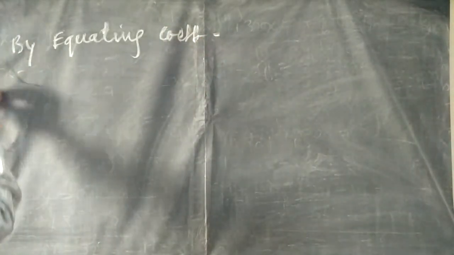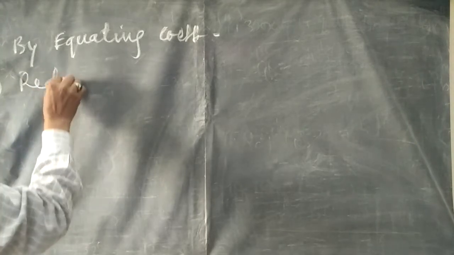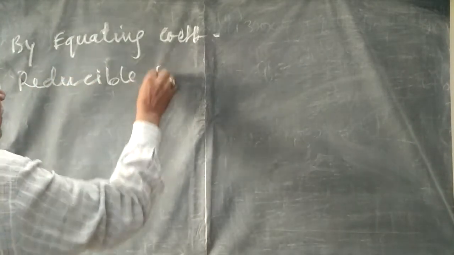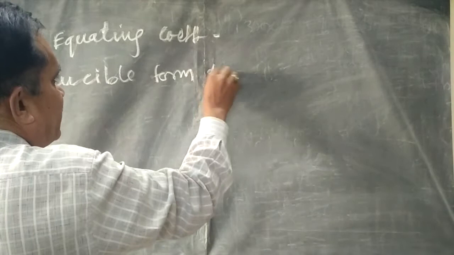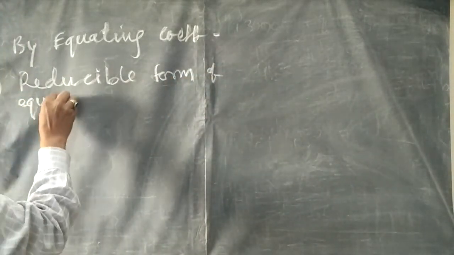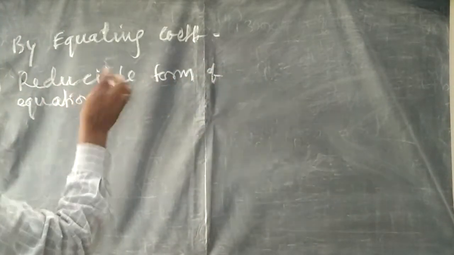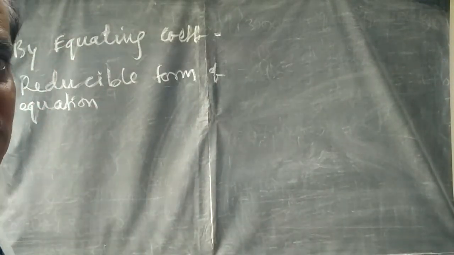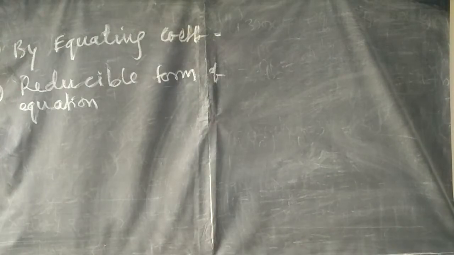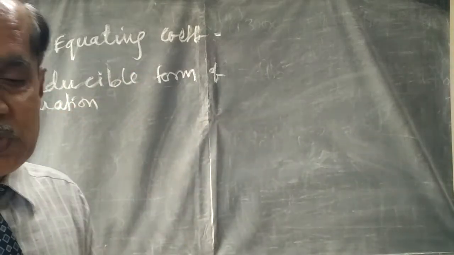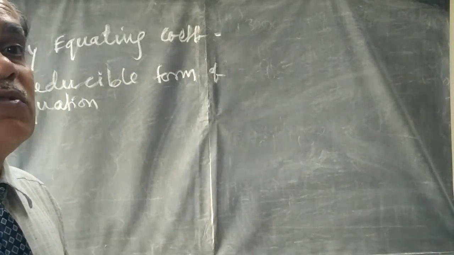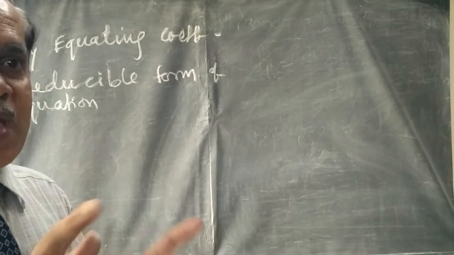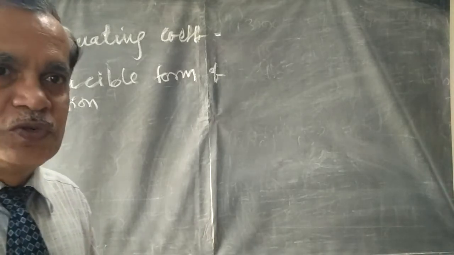Right? Now we will see reducible form of equations. We just reduce them into general form ax plus by plus c equal to 0. Okay. Now I am taking an example of the type where the reducible method is used, by reducing the equation into the form a1x plus b1y plus c1 equal to 0.